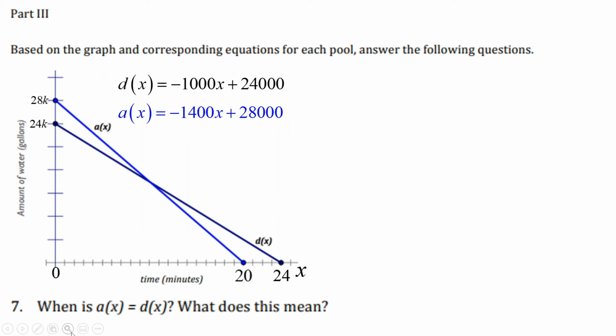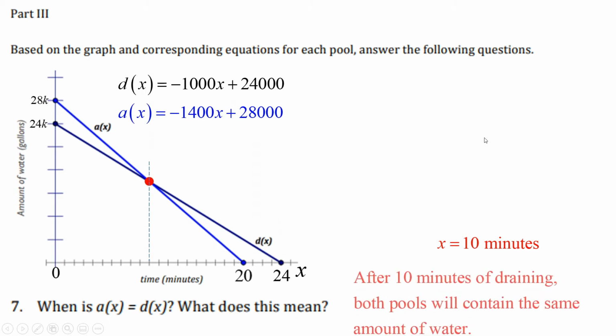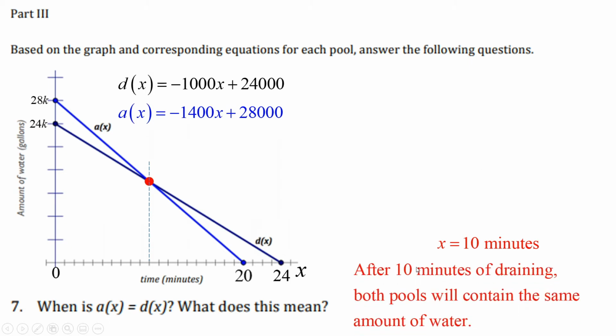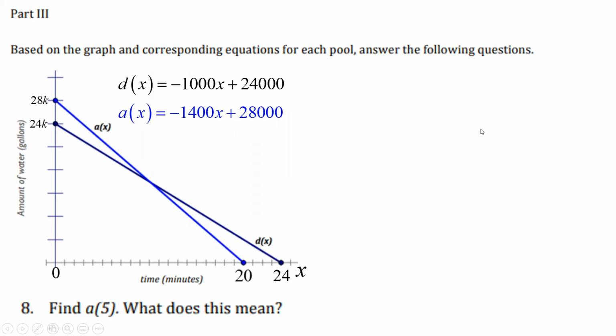So I'm going to look at the graph, and when is A of x equal to D of x? Well, there's the point where they intersect, and time is my x-axis, so it'd be that x value right there. Let's count them carefully. 1, 2, 3, 4, 5, 6, 7, 8, 9, 10. So in 10 minutes, the two pools will have the same amount of water. So x equals 10 minutes. And what does that mean? After 10 minutes of draining, both pools will contain the same amount of water. Right on.